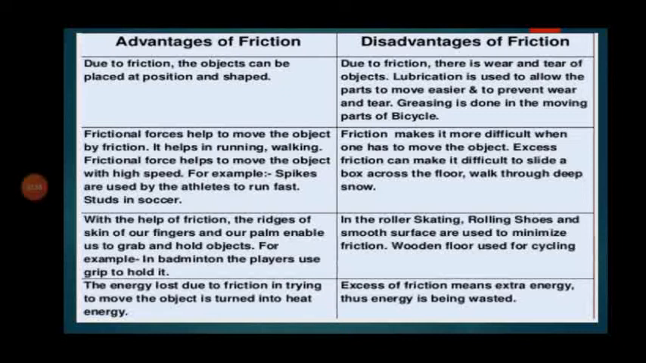The third advantage: with the help of friction, the ridges of skin on our fingers and palm enable us to grab and hold objects. For example, in badminton, the player grips to hold the racket. In roller skating, roller shoes have a smooth surface and are used to minimize friction. A wooden floor is used in cycling, and that is considered to be a disadvantage of friction.